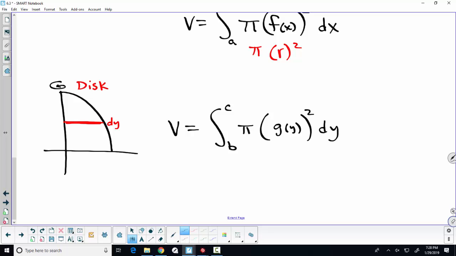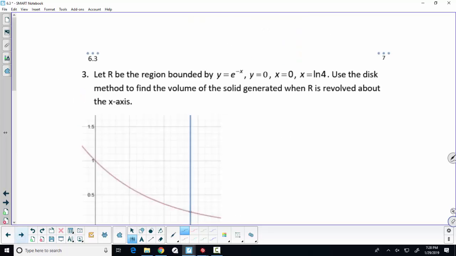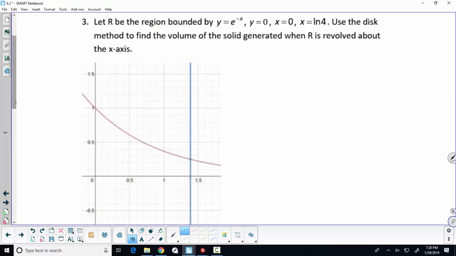Okay, let's see how this works then. So we have the region bounded by our e to the negative x, y equals 0, x equals 0, and x equals ln 4.